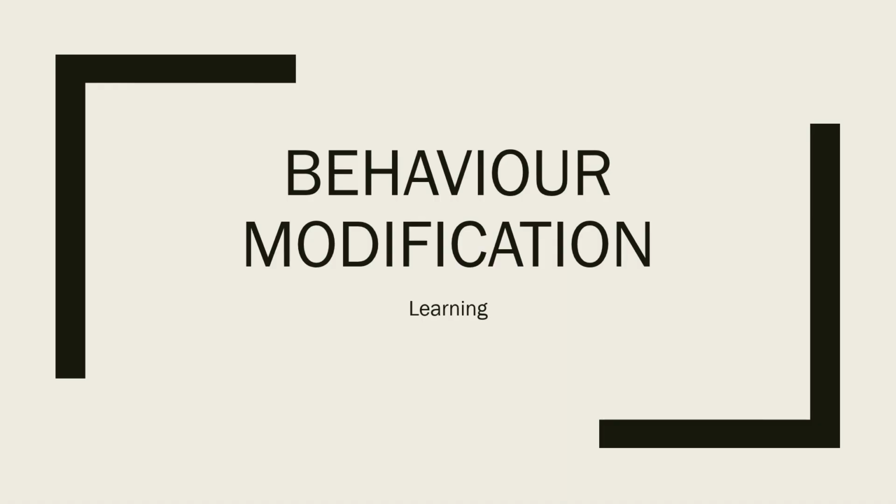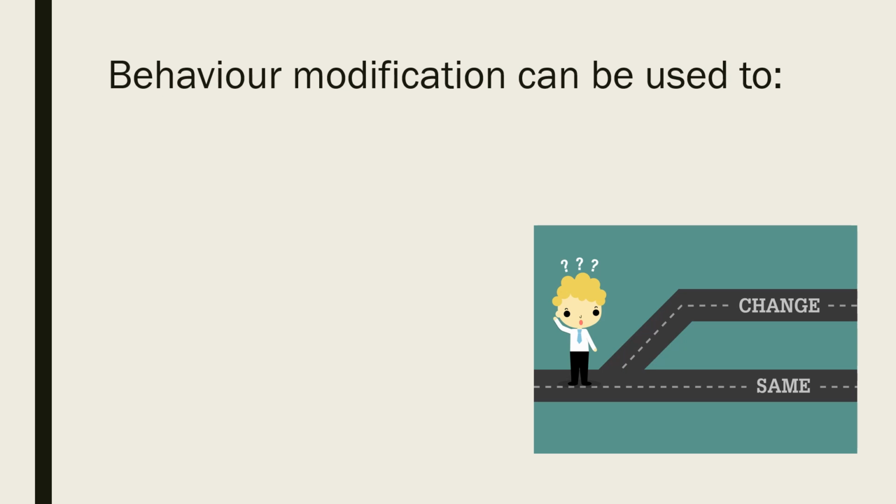Today we're going to look at another concept from the learning topic, behaviour modification. Behaviour modification is a set of techniques or therapies based on operant conditioning. Positive change in an individual's behaviour is induced through the use of positive and negative reinforcement or punishment for poor behaviour.